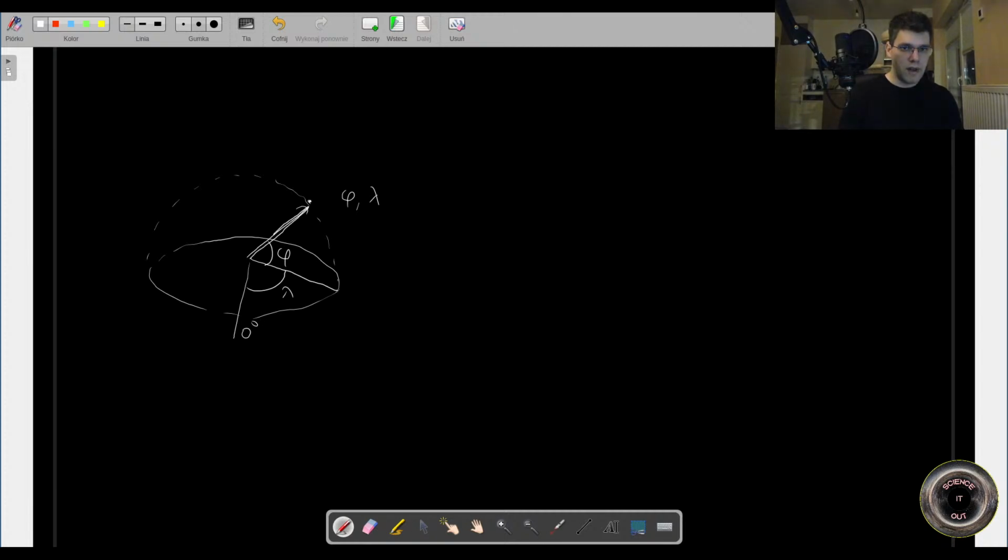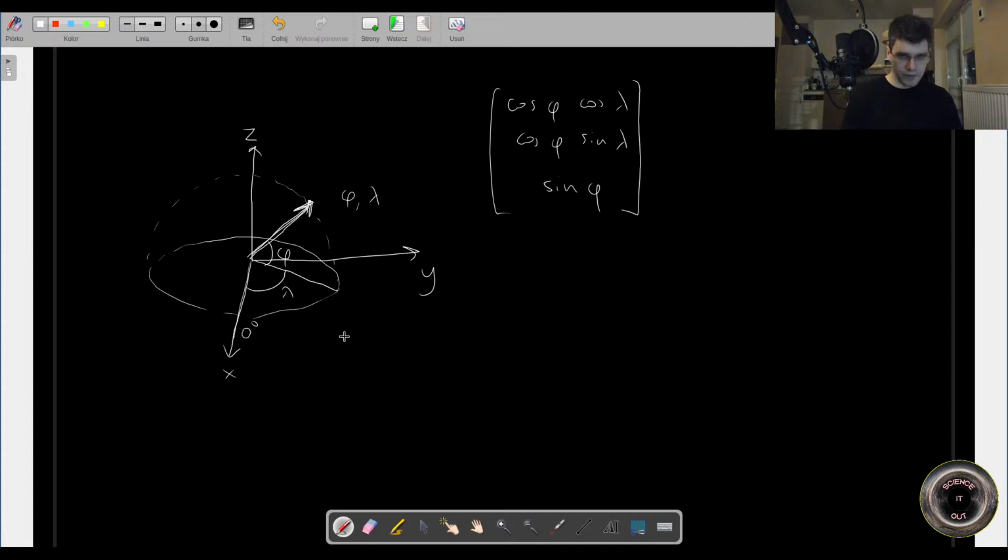So we can associate a vector that is pointing from the center to this point with those coordinates, and it's actually fairly simple, because if we imagine that the x-axis is here, z is the polar axis, and the y-axis is just perpendicular to x, so that this forms a right-handed coordinate system, then this vector is just cosine of phi cosine of lambda, cosine of phi sine of lambda, and sine of phi. So that is the vector to this point.